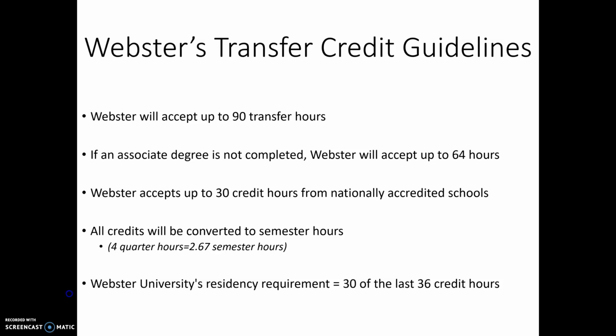Webster University operates on a semester hour system. Some schools operate on a quarter hour system. We convert all quarter hours to semester hours, and you'll see the equivalency there. 4 quarter hours is equivalent to 2.67 semester hours. And the last bullet on this page refers to our residency requirement. Basically, that tells you the minimum amount of hours you have to earn in residence at Webster University. And we require that 30 of your final 36 college credits are completed at Webster.